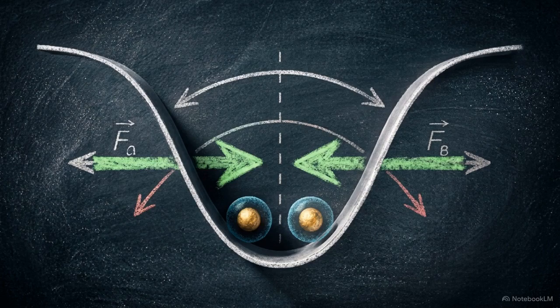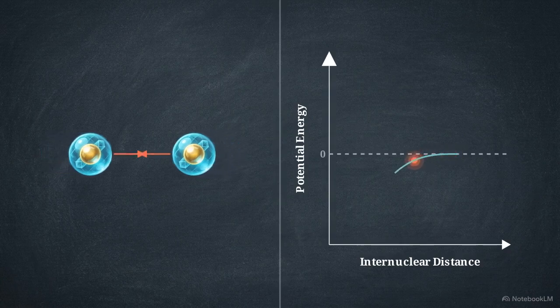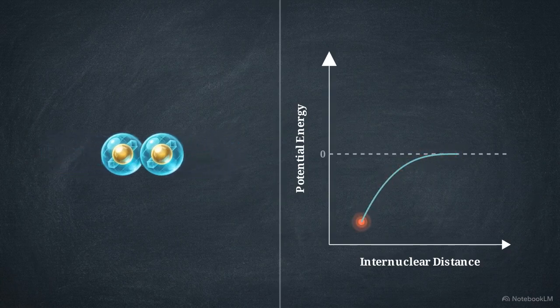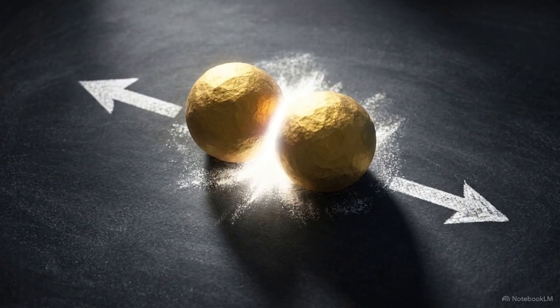While both forces are present, the attractive pull between the nuclei and the electrons is currently stronger than the outward push of the repulsions. This creates a net attractive force that pulls the atoms together, causing the system's overall potential energy to drop. The initial bond formation is driven by a system naturally moving toward a lower, more stable state of potential energy. If a net force is pulling the atoms inward, what prevents them from collapsing into a single point?